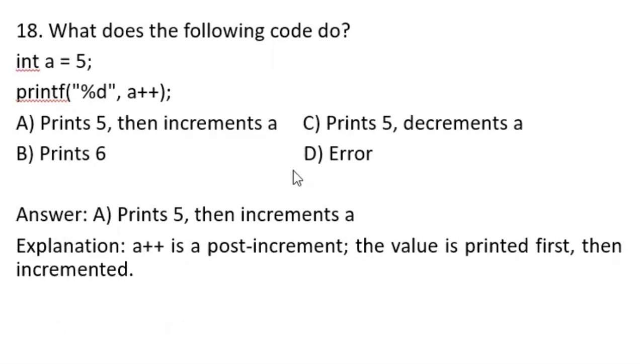Question number 18. What does the following code do? int a = 5; printf, this printf is in the C language, a++. This is the post-increment, and ++a is the pre-increment. a++ is post-increment, where a is 5. A. Prints 5, then increments a. B. Prints 6. C. Prints 5, decrements a. D. Error.